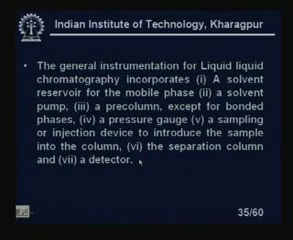The general instrumentation for liquid chromatography incorporates a solvent reservoir for the mobile phase, a solvent pump, a precolumn except for the bonded phases, a pressure gauge, a sampling or injection device to introduce the sample into the column, the separation column, and a detector.